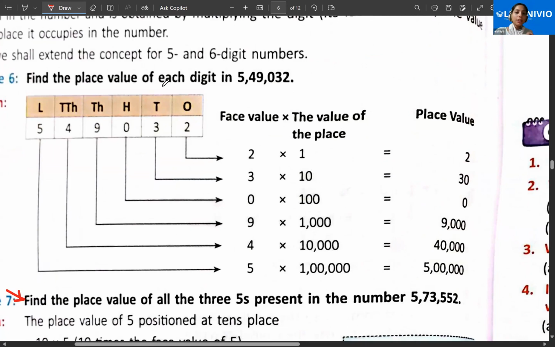So is the question clear? Should I explain? It's a little bit confusing. Okay. So let's understand the question. Let's break the question a little bit. They're saying find the place value. Till here it's clear. Now we have to find the place value of what? Of all the three fives present in this number. If you read this number, you can see there are three fives there.